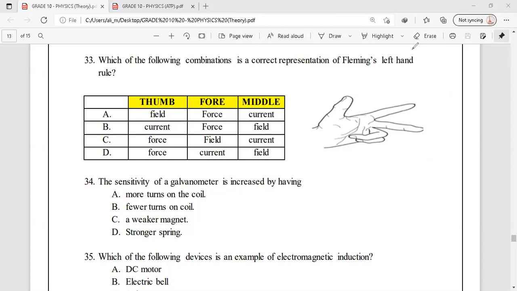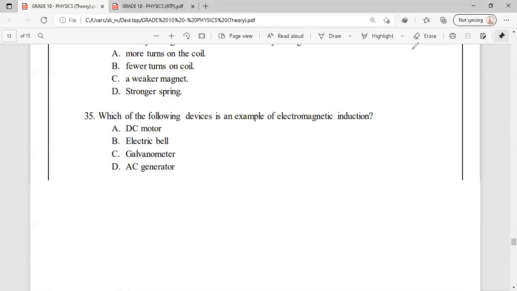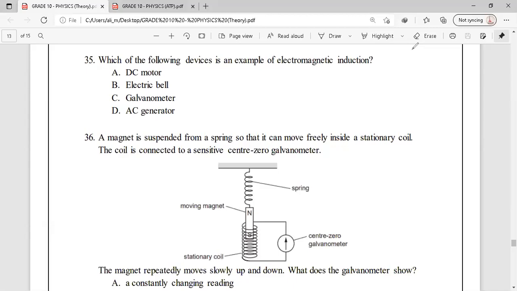Let's move to our next question, question number 35. Which of the following devices is an example of electromagnetic induction? The AC generator is a device that works on the principle of electromagnetic induction. Option D is the right answer.